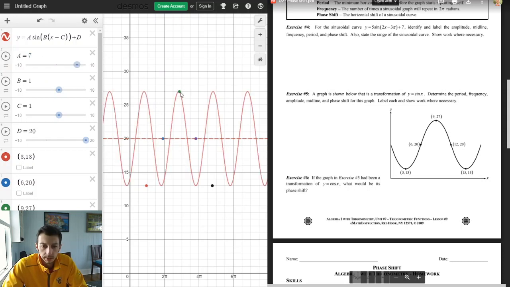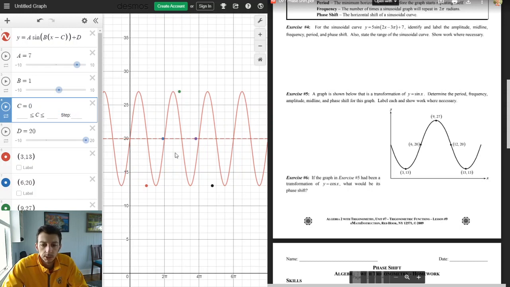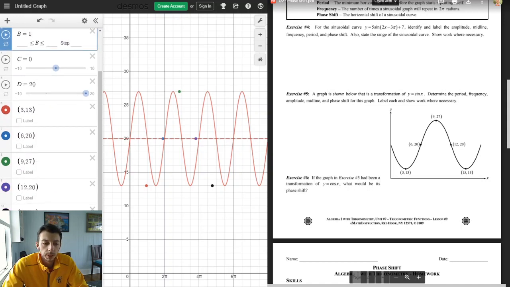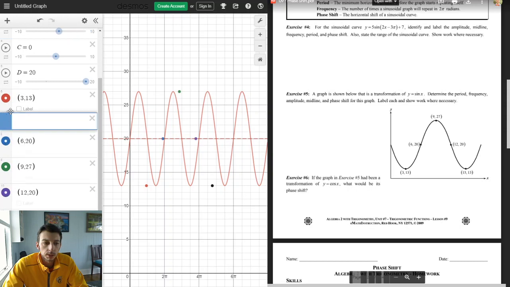Now you'll notice that my maximum is up near that point, but the rest of my graph is really not shifted well. So another way to continue to adjust this, I'm just going to take this horizontal shift and make it 0 for now. My frequency here is set to 1.